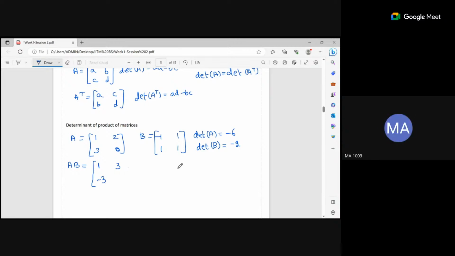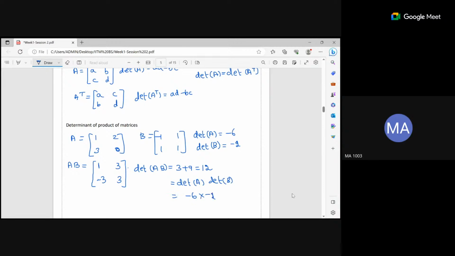Now can you tell what is the determinant of AB? 3 plus 9 plus 9, minus 12, which is 12. Okay, both are the same now. This is the same as determinant of A into determinant of B, correct? Minus 6 into minus 2, which is 12.